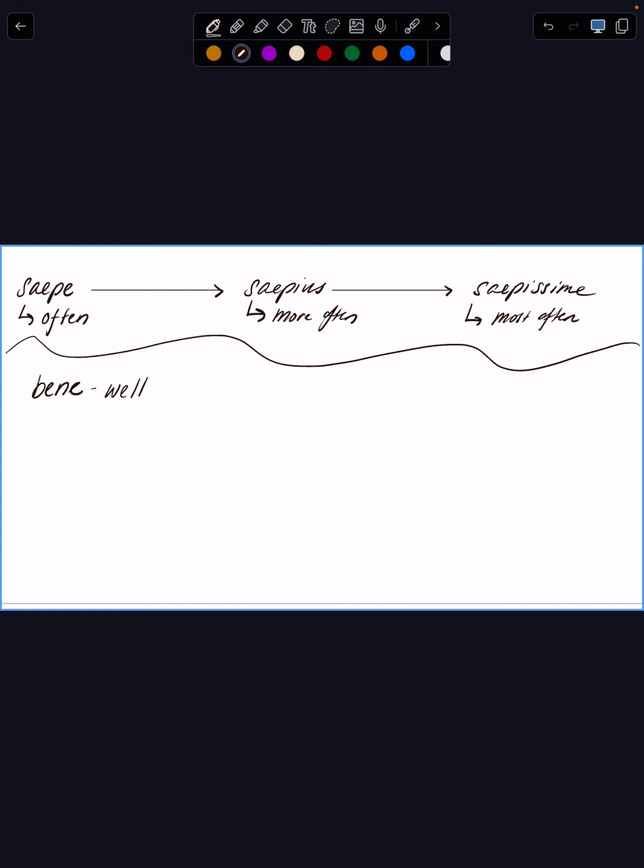Okay, now better is melius. Oh, so it's like English? Mm-hmm. And best is optime. I think you told us before. Well, we went through the adjectives, we didn't go through the adverbs. Okay, so it is important.